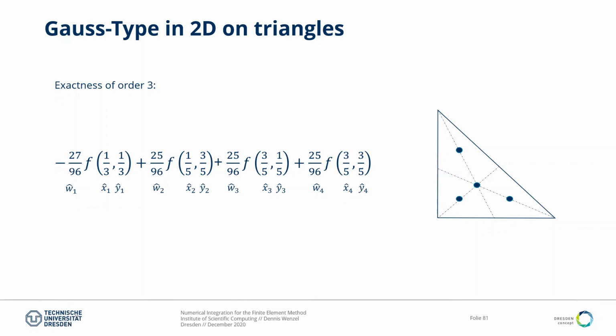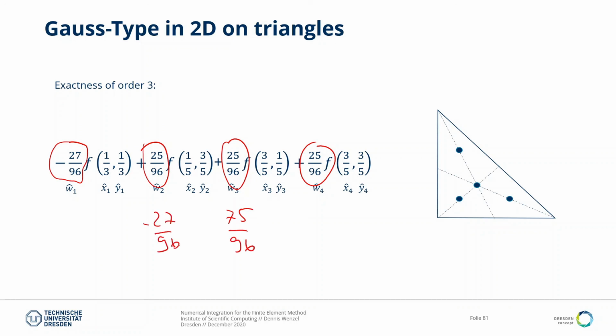What you also see here is that you have a negative weight here now in the order 3 formula, but you still get the same result that I mentioned before. If you sum all those weights, this gives you 75/96, and this is minus 27/96. So that's 48 over 96, which is exactly 1/2. So no matter how complicated the rule gets, you still have the summation such that it equals the area of the cell.